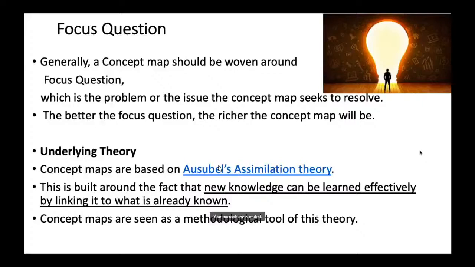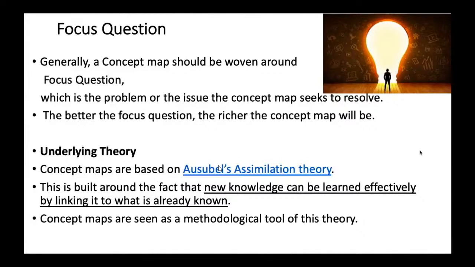So there is an assimilation theory from Ausubel. Ausubel's assimilation theory, the concept map is based on this theory. So what does this theory say? Now this assimilation theory is very simple. It says that new knowledge can be learned effectively by linking it to what is already known. So from the existing knowledge, new knowledge can be derived easily, can be learned effectively.